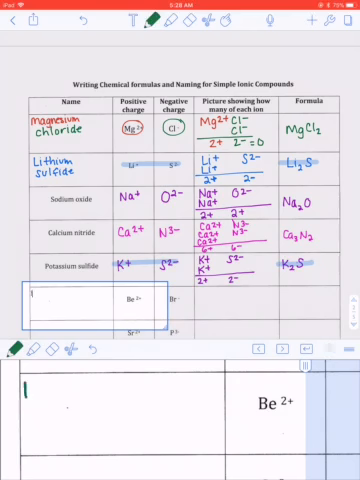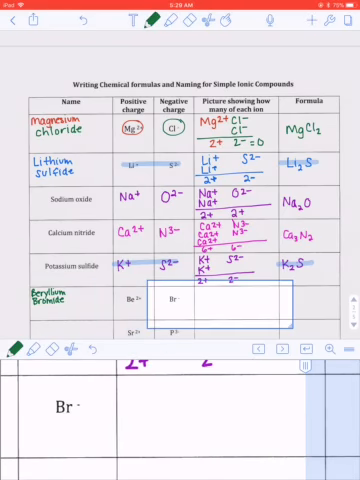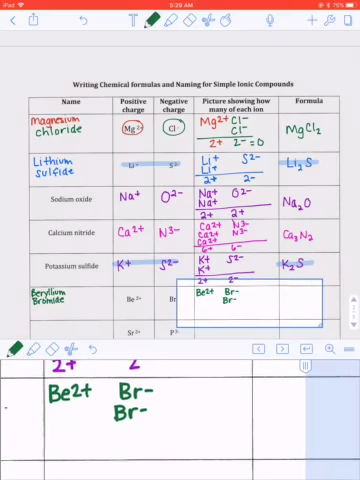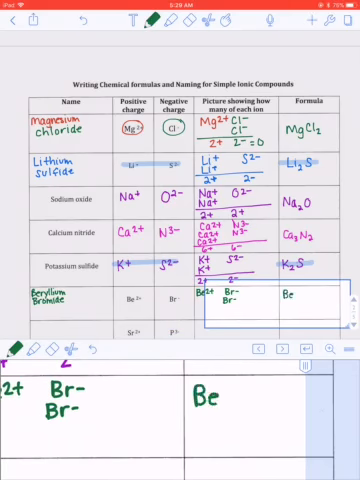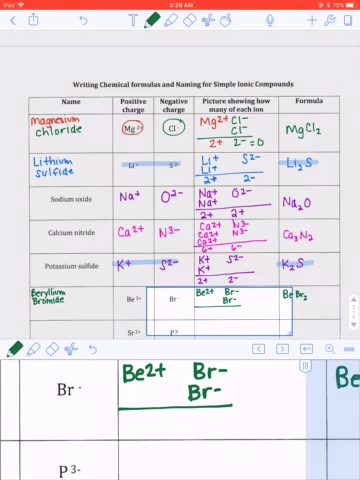Alright, Be, beryllium. Beryllium. And then we got bromide. Alright, so Be is 2+, and Br is -1. So that's kind of the same as the first one. So we need another Br-. So now we have BeBr2. Okay, so if you add those up, 2 positives, 2 minuses.